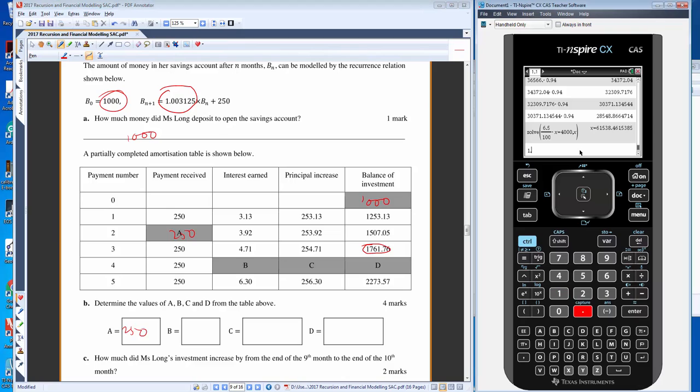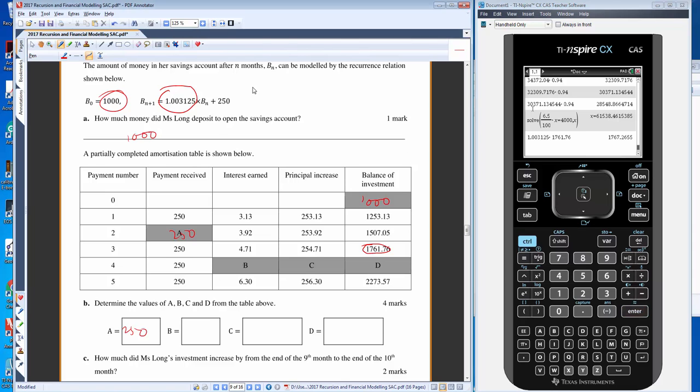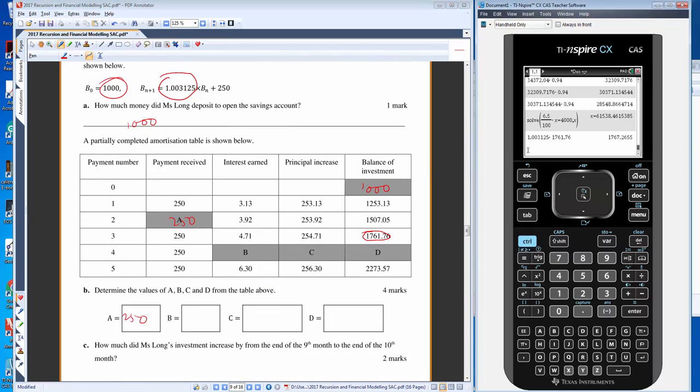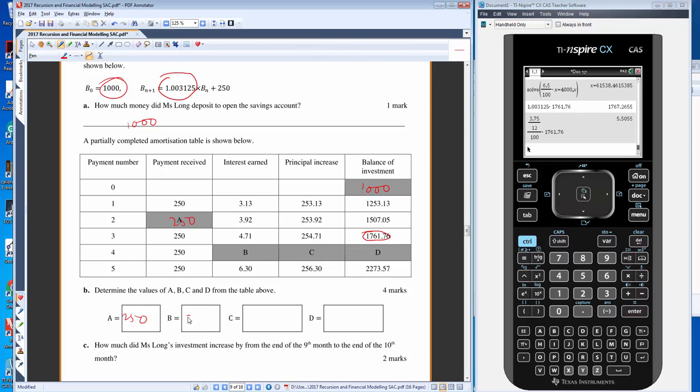Alright, so we're going to go 1.003125 multiplied by 1761.76. It's not quite what I wanted to do. Let's use this value here, the 3.75. Alright, so plan B, 3.75 over 12 over 100 multiplied by 1761.76. Alright, so this amount here must have been 5.51. Okay, so 5.51. Alright, the principal increase.